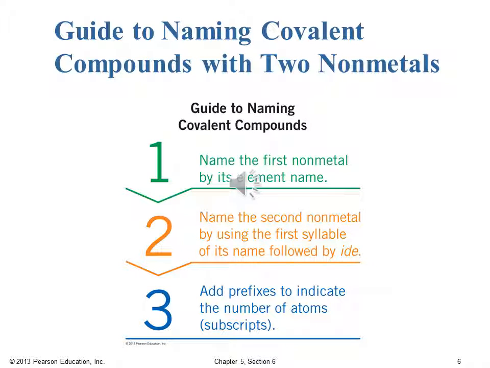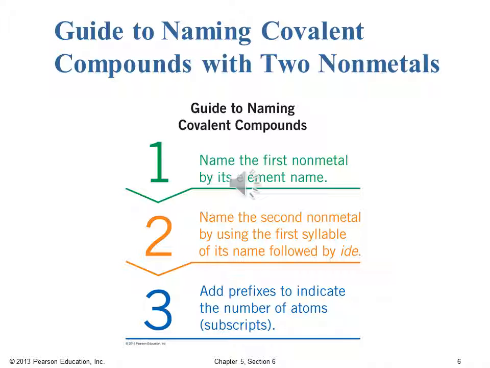Okay, so how do we name these binary covalent compounds? These covalent compounds that are made up of just two nonmetals. So first, we name that first nonmetal by its element name. So the first one in the formula gets named first. Second, we name the second nonmetal, the next one in the formula, by using its first syllable followed by the IDE ending. We should be already familiar with most of these from that part of ionic nomenclature where we did the same thing. We named the nonmetal with the IDE ending.